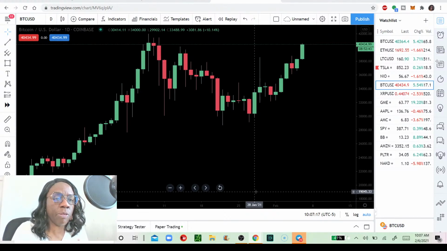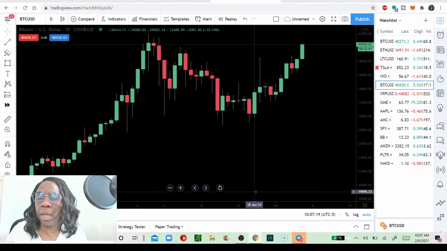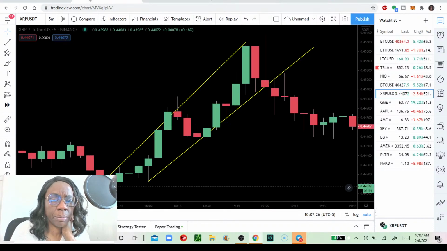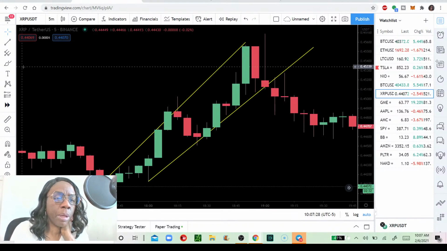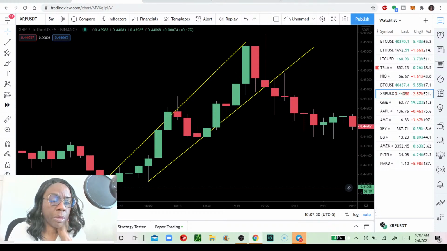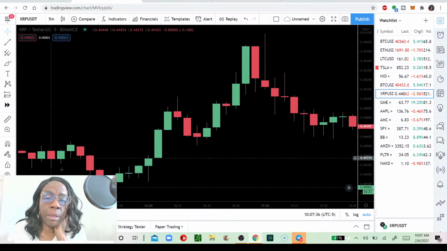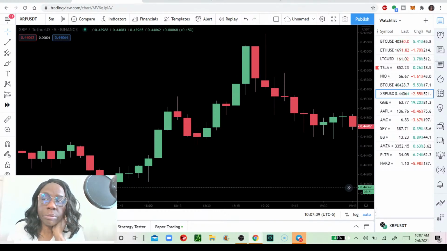And so in front of us here, I have a Bitcoin USD chart. I'm probably going to pick up this chart here where I drew some trend lines previously. I'll get rid of them. So here we have an XRP, excuse me, we have an XRP USDT chart.